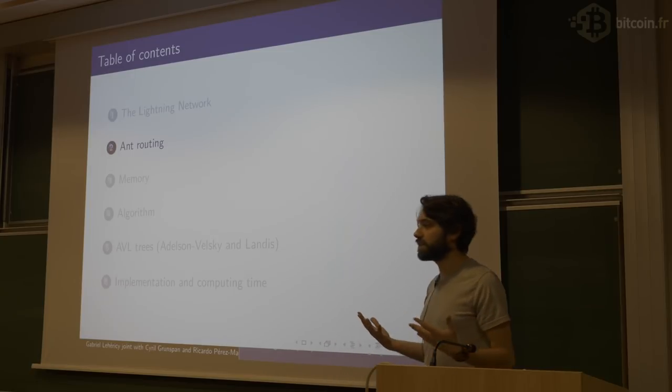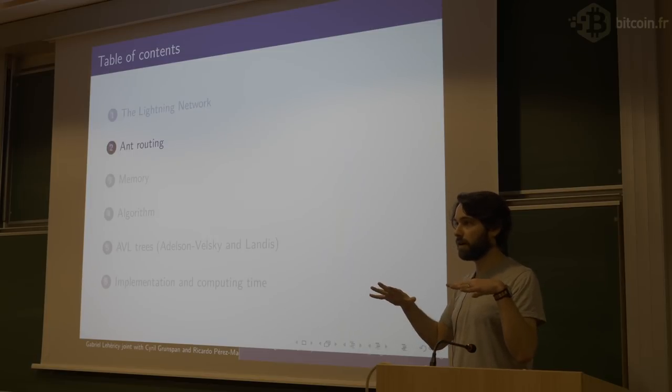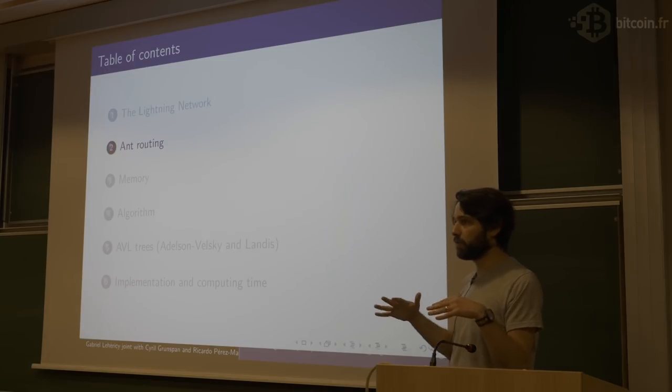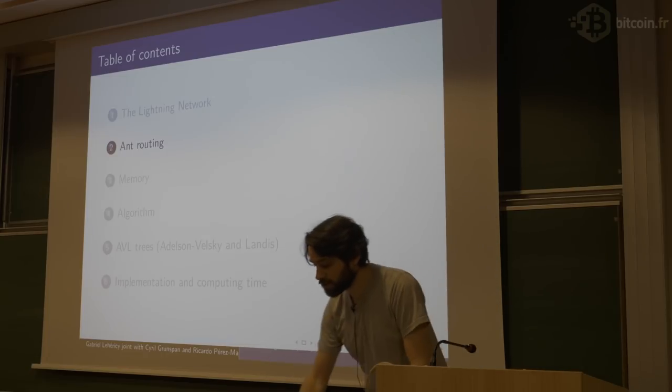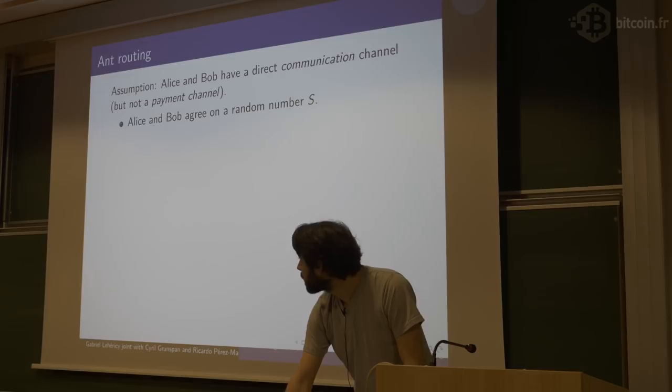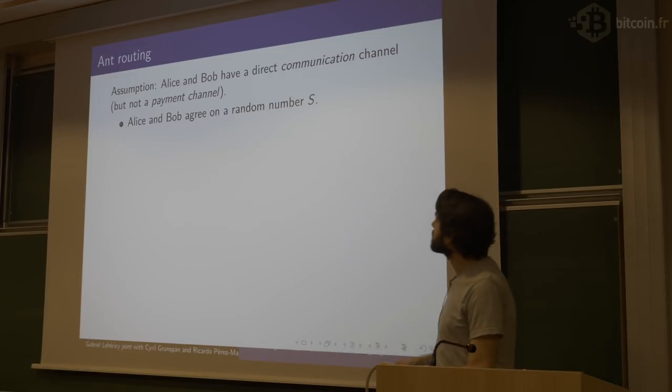And the idea of ant routing is to do that, which means Alice will send pheromones everywhere on the network, Bob will send pheromones everywhere on the network, and when a pheromone from Bob meets a pheromone from Alice, this means there is a path. I will show you pictures afterwards to explain a little more. So how does it actually work?